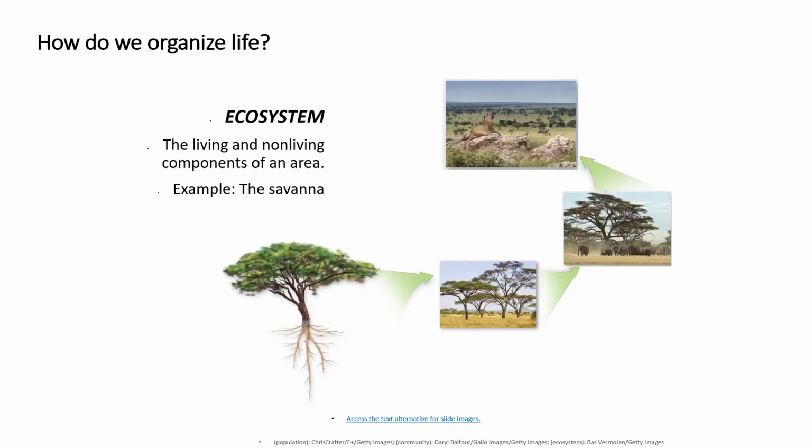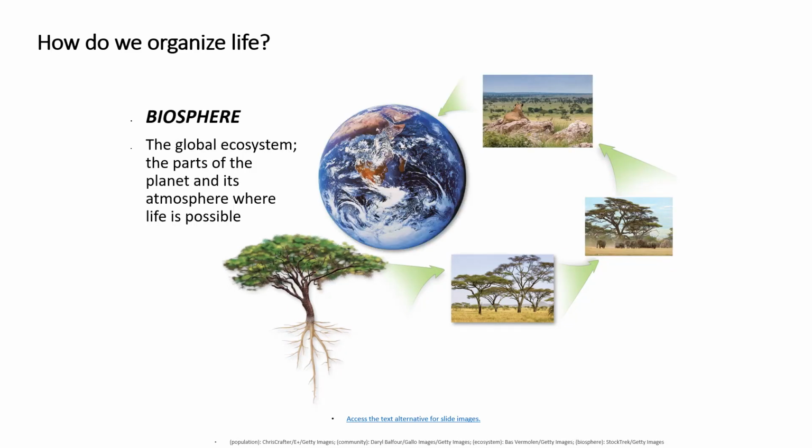An ecosystem is the living and non-living components of an area and the interactions between those living and non-living components. So now we're not only talking about the plants and animals that are living there, the bacteria, fungi, the living organisms, but we're also talking about the non-living components like the rocks and climate, the minerals that are found in the soil, things that are considered non-living. So an ecosystem is the living and non-living components within a particular area. The biosphere is considered the global ecosystem, the parts of the planet and its atmosphere where life is possible.